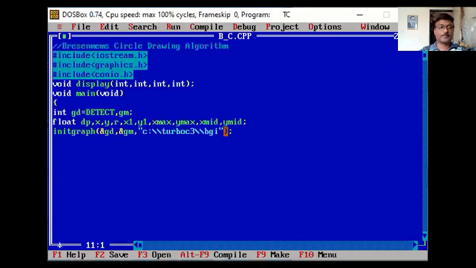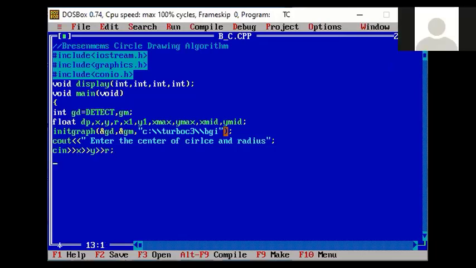Okay. So here I have to go first, see out, enter the center of the circle, and then ready, sir. You can put the message, enter the center of circle and radius. In you can put the x, then y, and then r. Okay, read these two values. First of all, center of the circle and radius r. You have to read it.